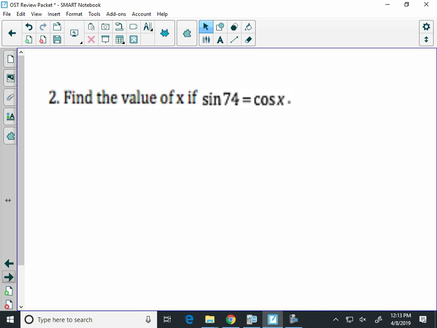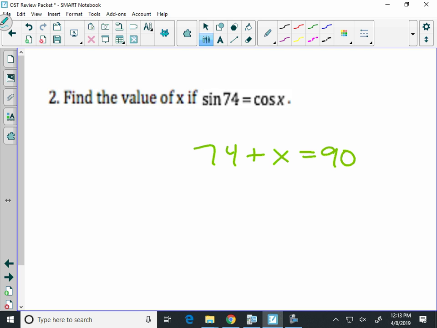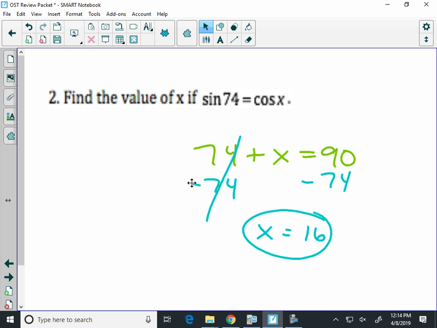So we know that 74 plus x equals 90. So to get x by itself, what do we need to do? Subtract. Just subtract 74. What's 90 minus 74? So the measure of x is 16 degrees.